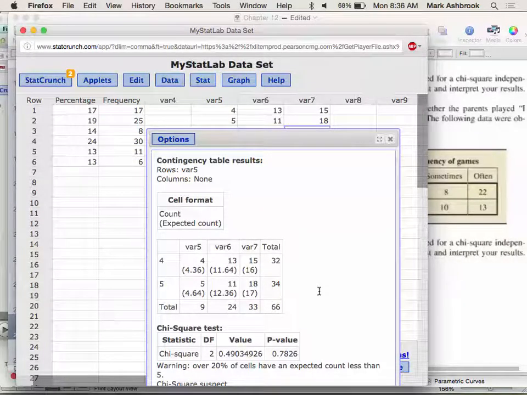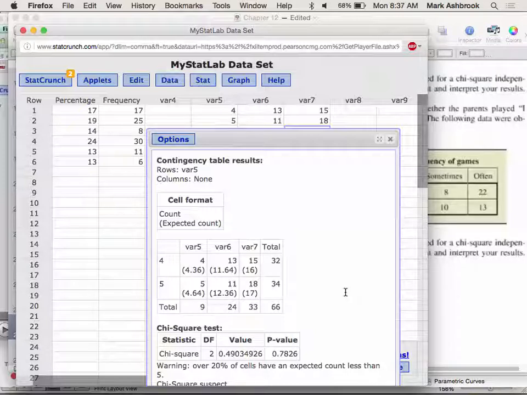Before we actually do it here, look at these expected values. So we had 4, we expect 4.36. 13, 11.64. 15, expect 16. So it looks like if we just had to guess, maybe they're not associated, right? Maybe. But it says warning, over 20% of the cells have an expected count less than 5. Huh? I know, but that's not true.